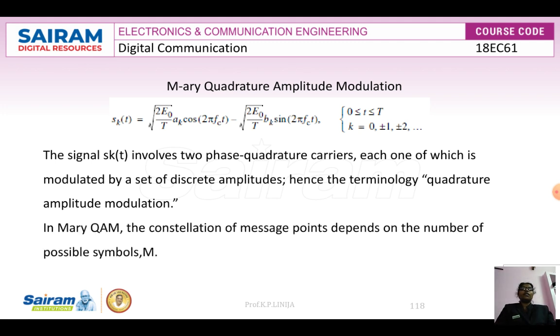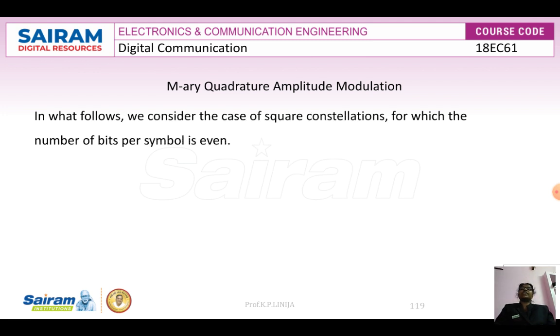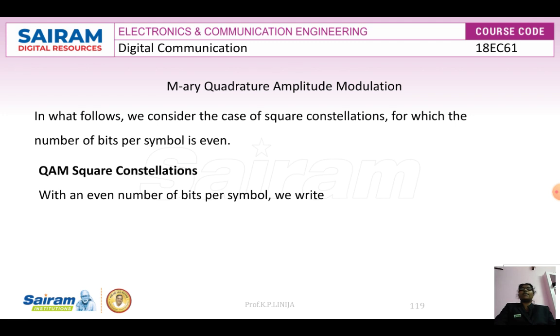In M-ary QAM, the constellation of message points depends on the number of possible symbols, represented by capital M. So we consider the case of square constellations, for which the number of bits per symbol is even. Therefore, the QAM square constellation with an even number of bits per symbol can be written mathematically as L is equal to root M, where L is a positive integer.